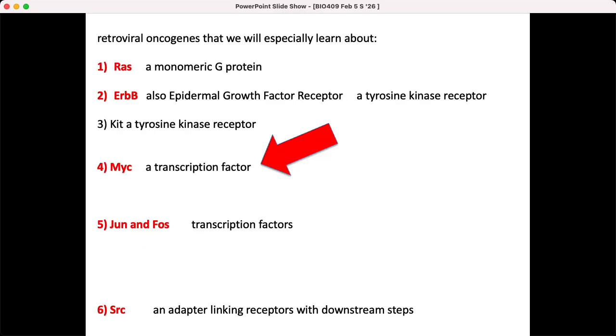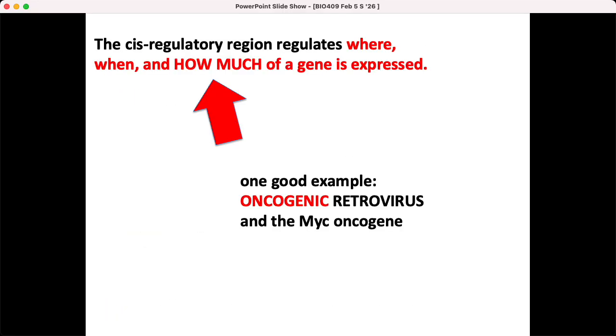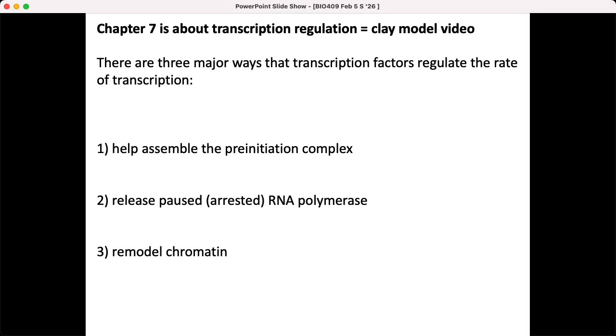We talked some about adding MIC, and why we plug these in is that it illuminates and illustrates a significant concept: where, when, and how much. Oncogenic retroviruses that have MIC are a good example of that. We talked about how all viruses are expressed at a very high level. They have very strong cis-regulatory regions in their genes. If you connect one of those to the MIC gene, even though the transcription factor of the MIC gene is wild type, totally normal, we make too much of it and get cancer.